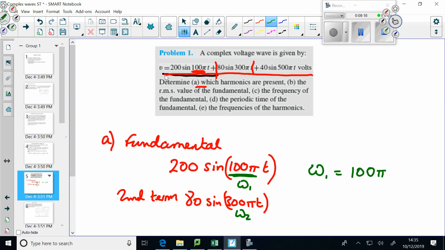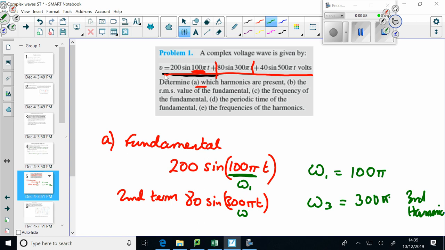So I'll take the 2 off there for that. You'll see why in a minute. What we're interested in is the omega for that harmonic, and how many times that is more than the fundamental. That's 300 pi, so that's omega 3, the third harmonic. So the third harmonic is present.